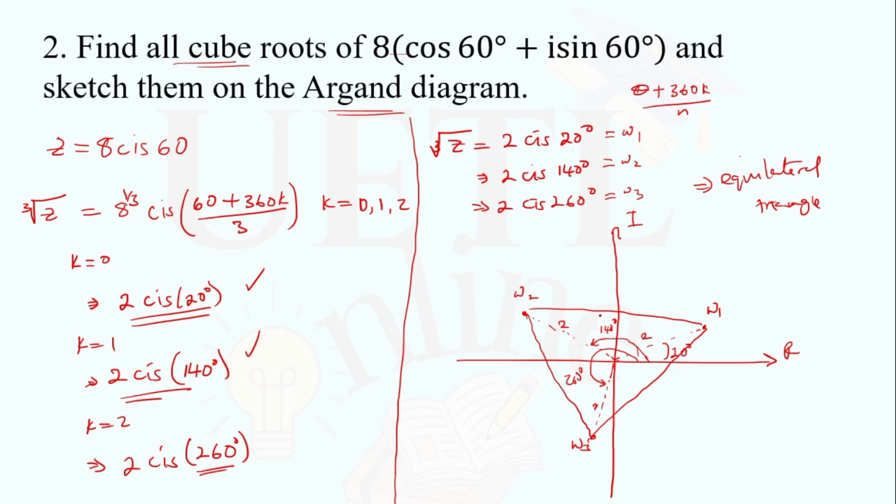If there is 4 here, it's going to create a square, and if there is 5, it's going to create a shape with 5 sides, and so on. So this is how you find the powers and the roots of a complex number. That was that on this.